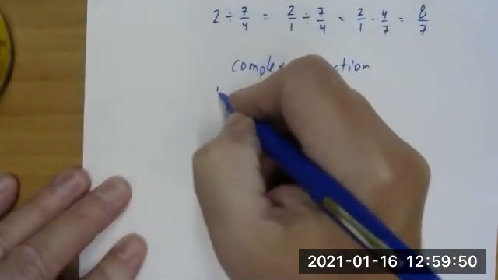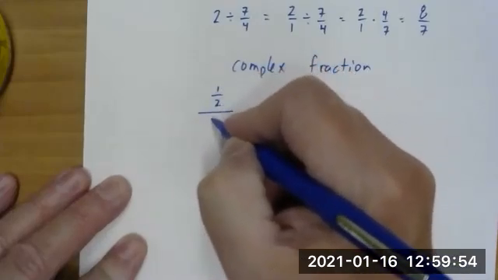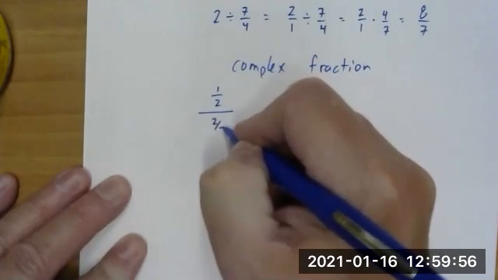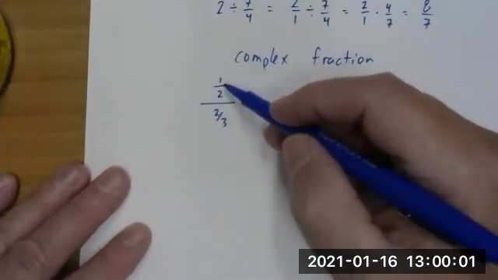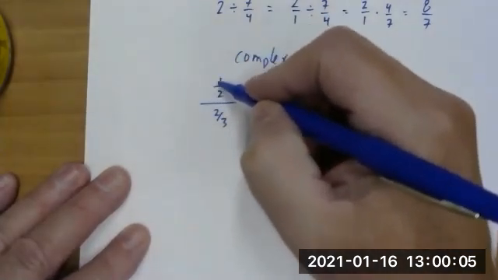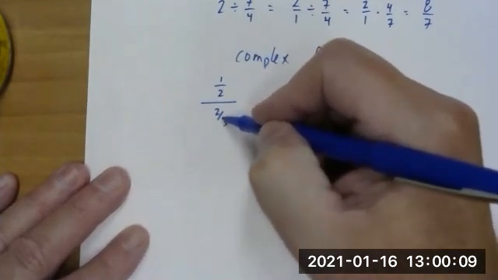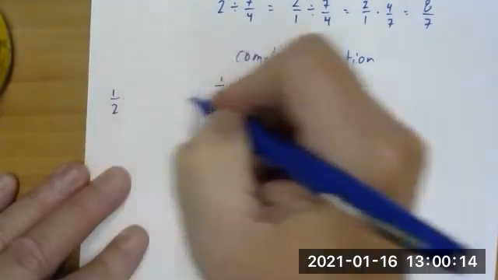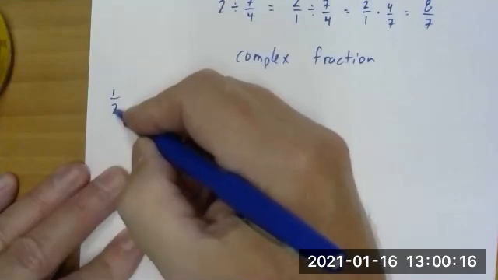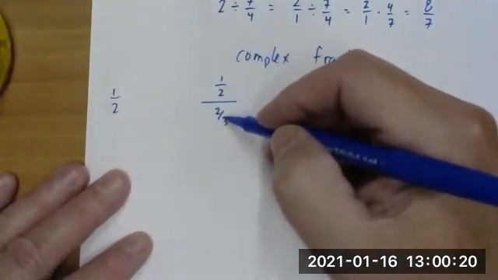The first kind of complex fraction means you have a fraction over a fraction, right? So you've got sort of an overall fraction. You can think of 1/2 as being the numerator, 2/3 as being the denominator. But instead of having a traditional fraction where you have a number at the top and a number at the bottom, instead we have a fraction at the top and a fraction at the bottom.